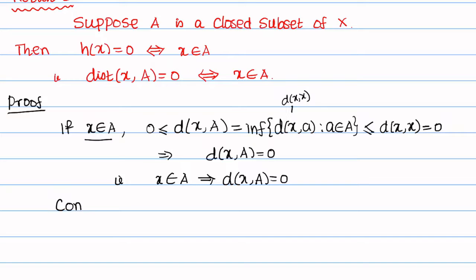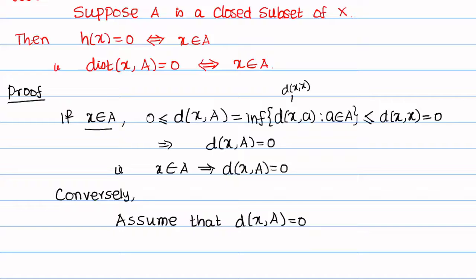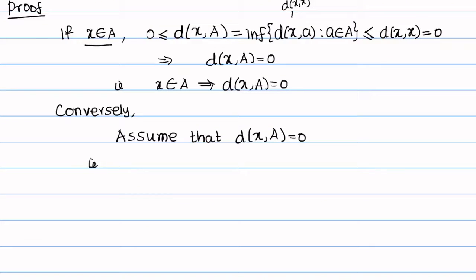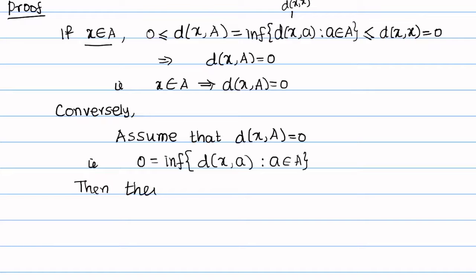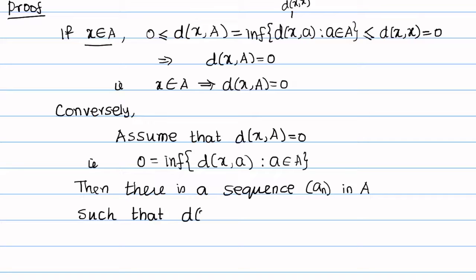இப்போ conversely என்ன சொல்ல போறேன் அப்படின்னா, suppose assume that distance between x comma capital A equals 0 அப்படின்னு நான் assume பண்றேன். And note that infimum equal to 0. So 0 equals infimum of distance between x comma a where a belongs to capital A. இது 0. அப்போ then there is a sequence, I call this to be a_n in capital A, by infimum property such that distance between x comma a_n converges to the infimum, that is 0.